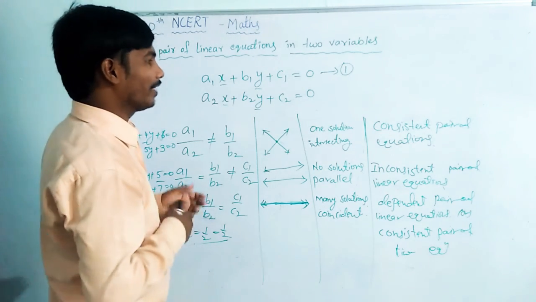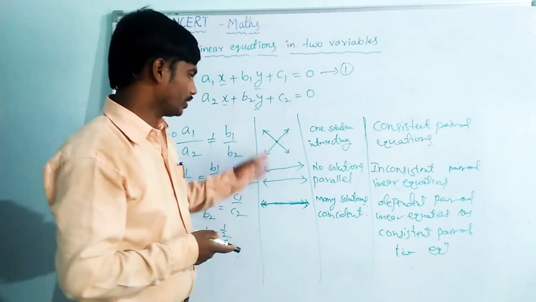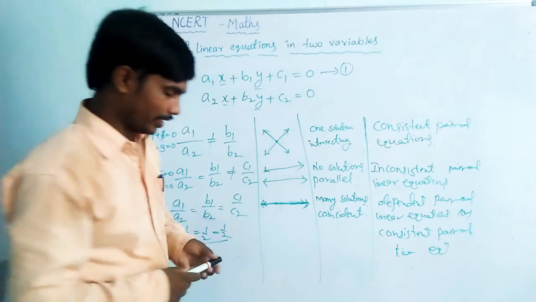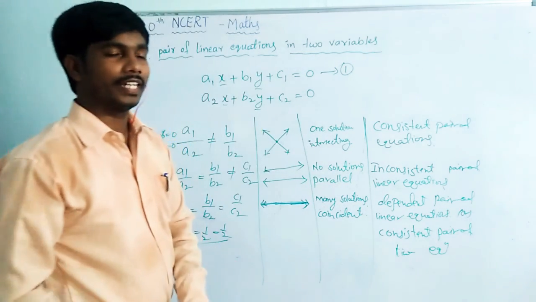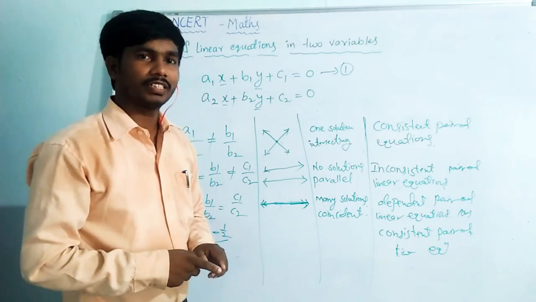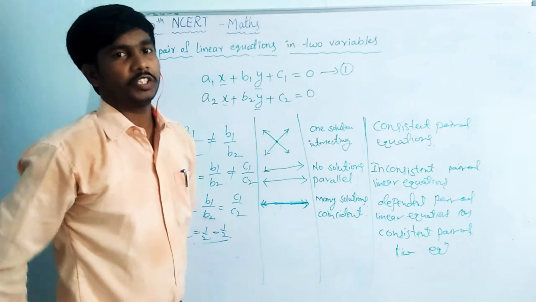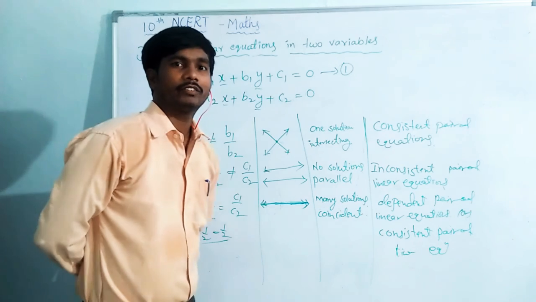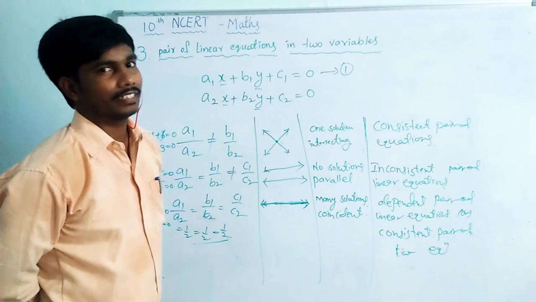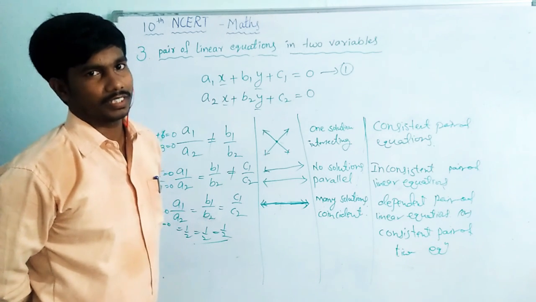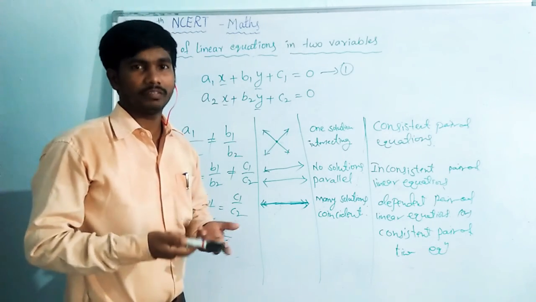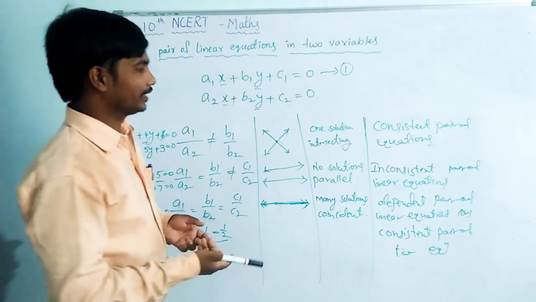And next, without graphical representation and without the comparison of ratios, we can find the solution of the pair of linear equations with three methods. One is the cross multiplication method, then the substitution method, and the elimination method. For the 2020-21 academic year, the government deleted the cross multiplication method, but we have to learn that concept also. Why? Because it will come in the future. It is useful for your higher studies.